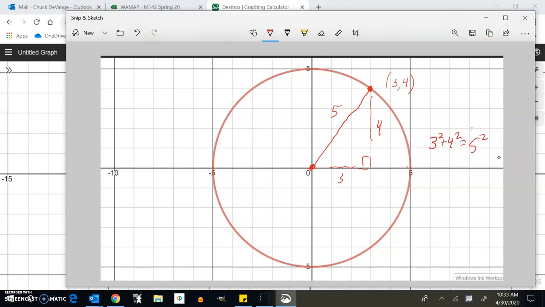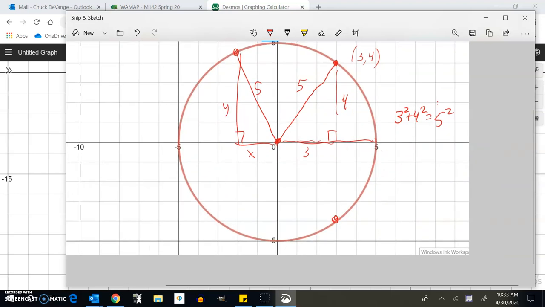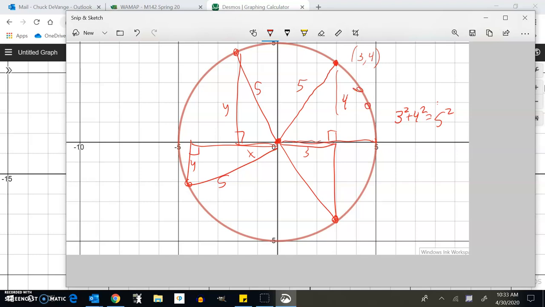It's the Pythagorean theorem. So what's nice about this circle is, if my radius is 5, every point that's on here meets that x squared plus y squared equals 5 squared. Because any point on here, I can make some sort of right triangle where I have an x distance, a y distance, and then that radius of 5. So an equation for this circle, all of these points are parts of right triangles that all have a radius of 5. So my equation could be x squared plus y squared equals 5 squared, which is 25.